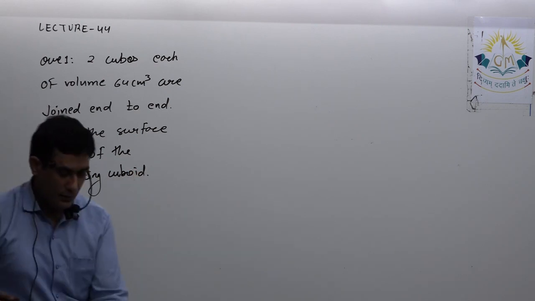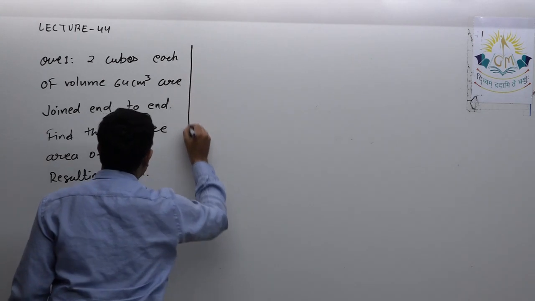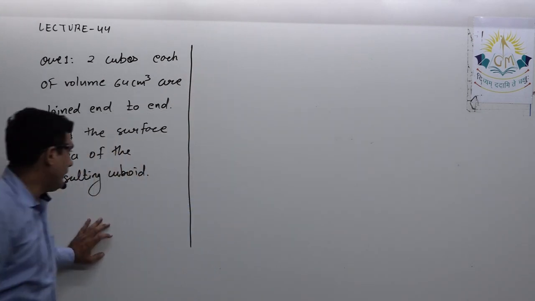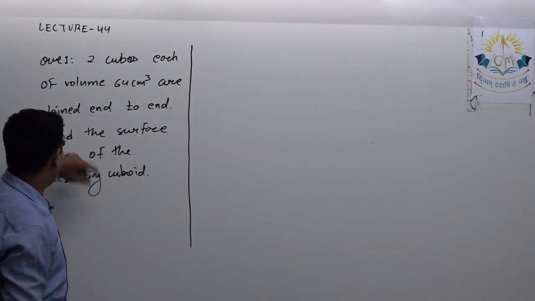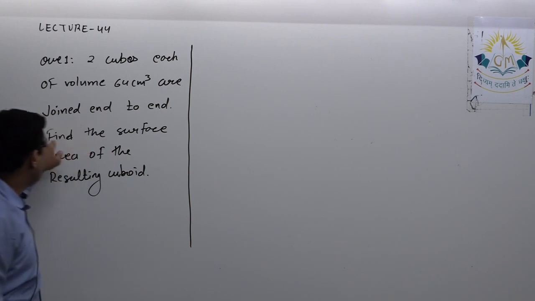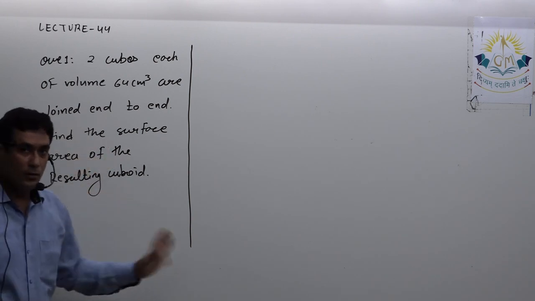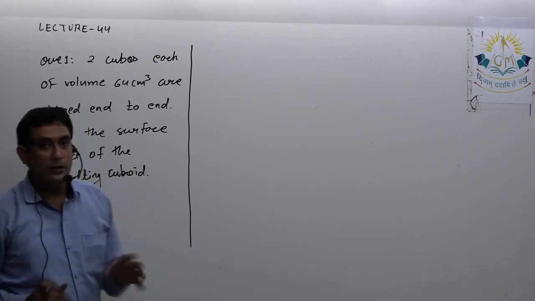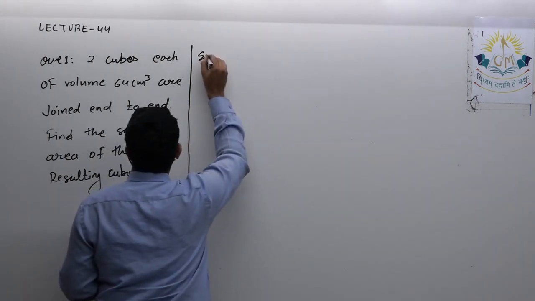Okay, so let us find its surface area. First we'll draw its diagram. However, it is given that the resulting solid will be a cuboid, but instead of giving the resulting cuboid, the question may be framed like this: find the surface area of the resulting solid. They won't give you the information that the resulting solid is a cuboid.